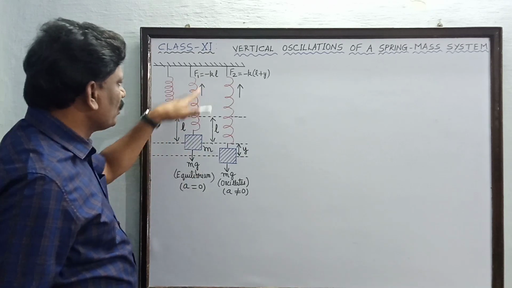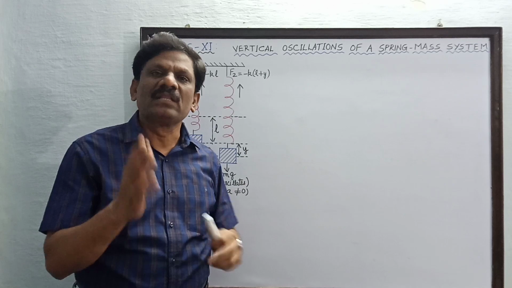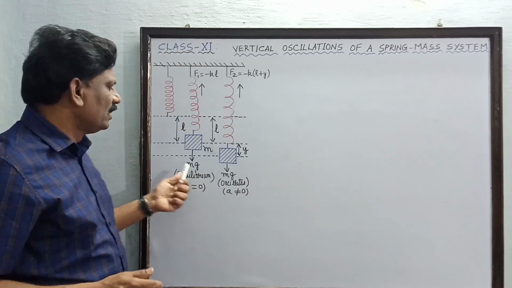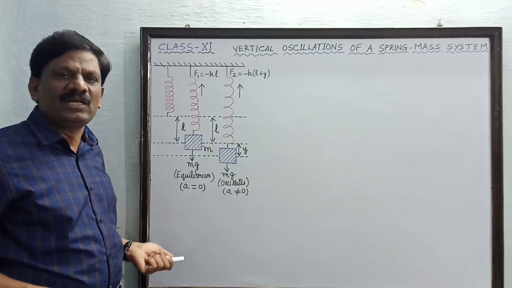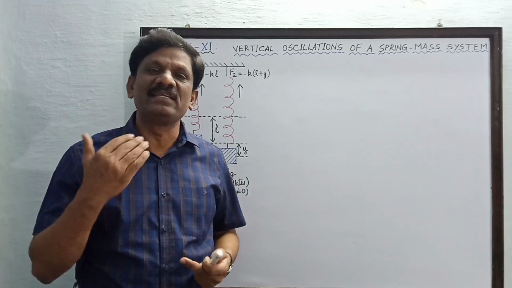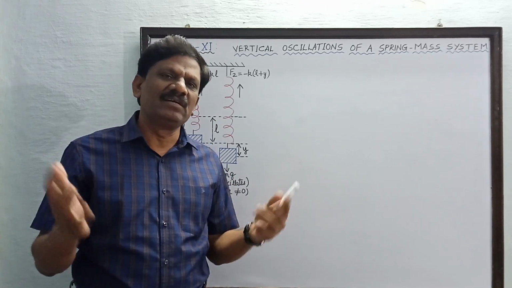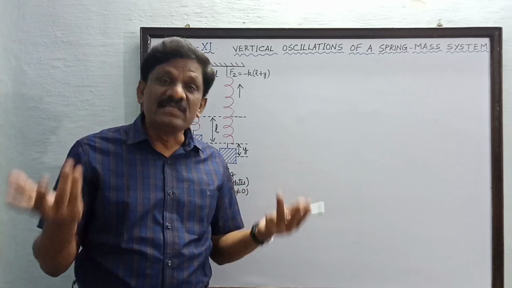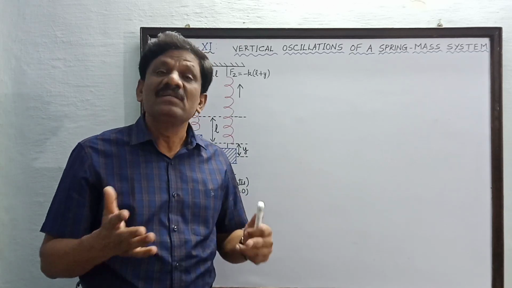So there are two forces acting on the spring mass system. What are the two forces in the second picture? One is the weight of the block, that is mg in the downward direction, and the restoring force F1 is equal to minus KL in the upward direction. So under the action of these two forces, the body is not gaining any acceleration. So the net force must be equal to 0.